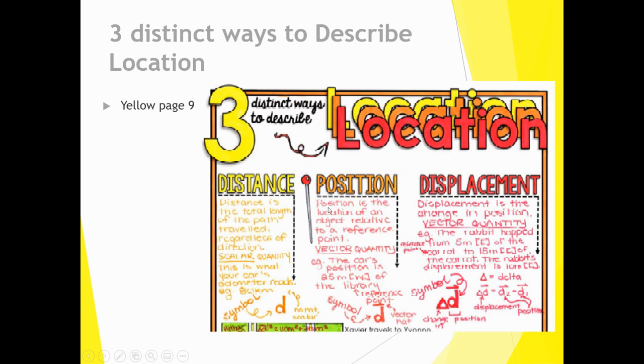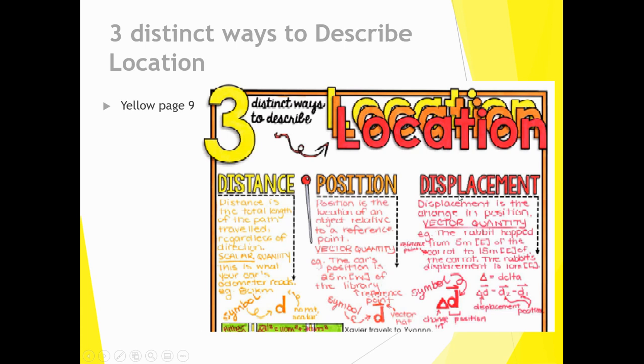Position is the location of an object relative to a reference point. It is a vector quantity. The car's position is 25 meters west of the library. So we gave ourselves a reference point. We gave ourselves a direction. We normally write this with a D with what we call a vector hat over it. It's got this half of an arrowhead. We're not going to use that a whole lot, but you're going to see it in a lot of the reference material to designate that that is a vector as opposed to a scalar.